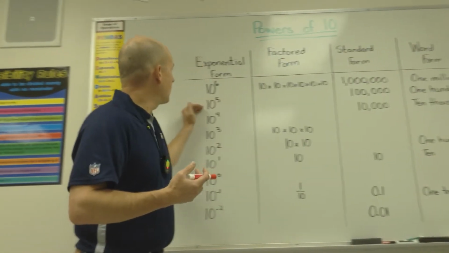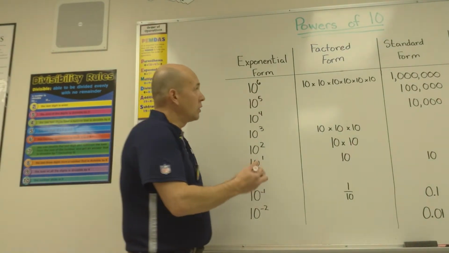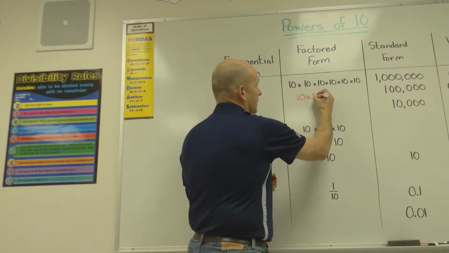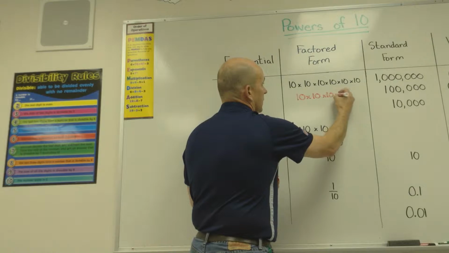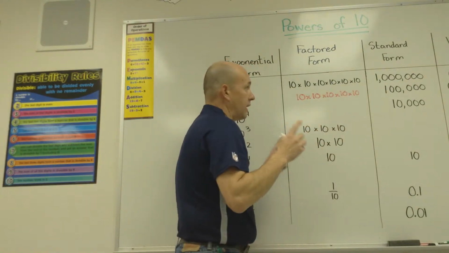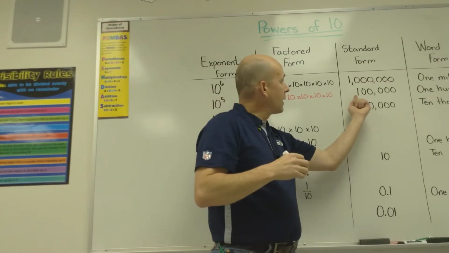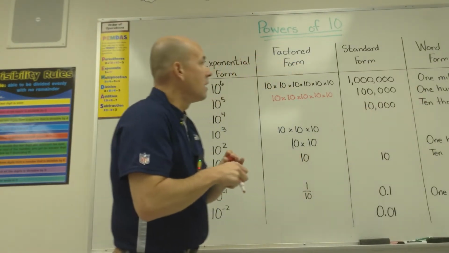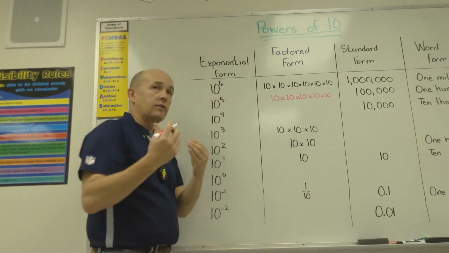Well, the next one down, 10 to the 5th power, works out the same. That would be 10 times 10 times 10 times 10 times 10. Multiply the factor 5 times. When I get to the standard form, that's a 1 with 5 zeros after it. That's 100,000. Next number down, 10 to the 4th power.